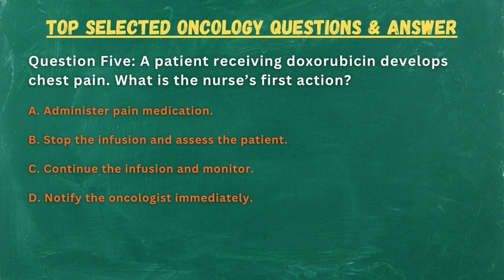Question 5. A patient receiving doxorubicin develops chest pain. What is the nurse's first action? A. Administer pain medication. B. Stop the infusion and assess the patient. C. Continue the infusion and monitor. D. Notify the oncologist immediately.